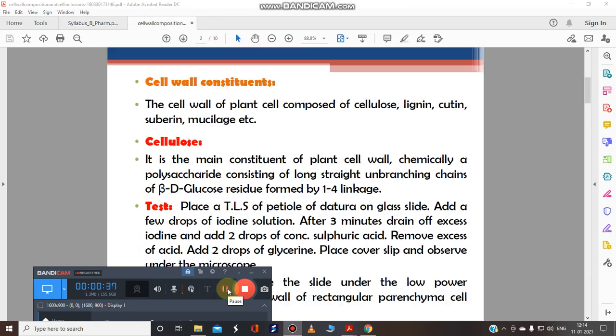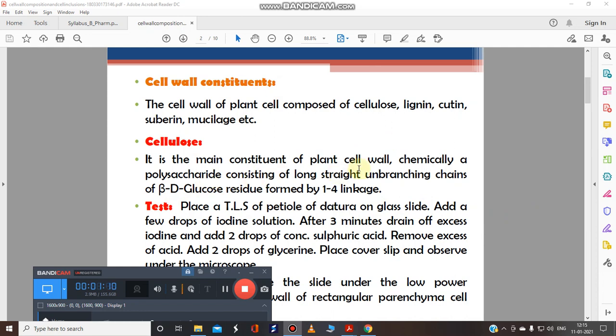So let's start. First of all, cell wall constituents. If we talk about the different constituents of the cell wall, typically in the plant cell, the cell wall is composed of cellulose, lignin, chitin, suberin and mucilage, etc. These are basically the backbone of the cell wall. If we talk about cellulose, it is the main constituent of the plant cell wall, and chemically it is a polysaccharide.